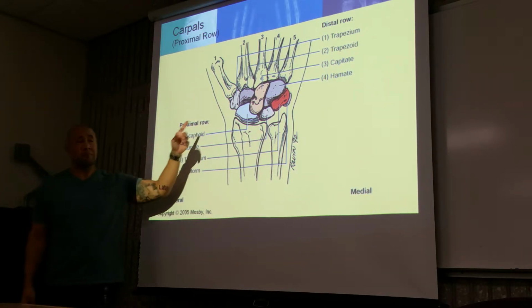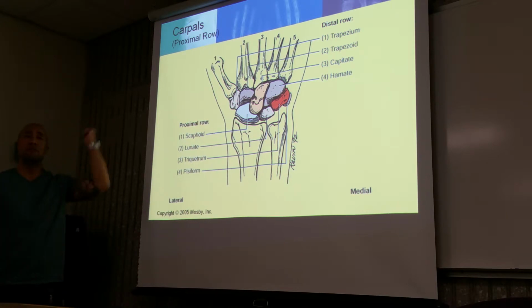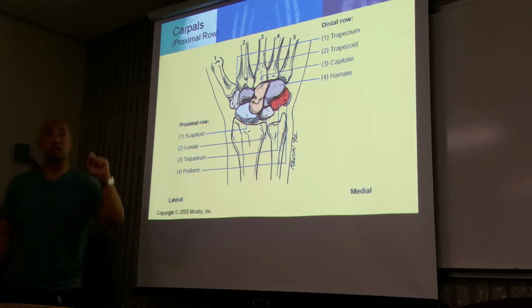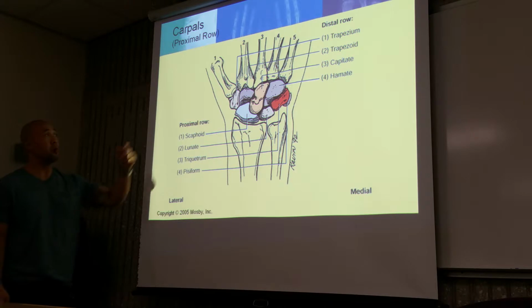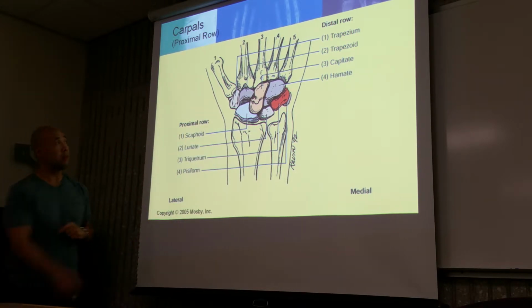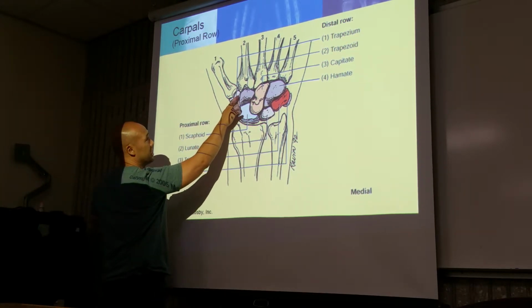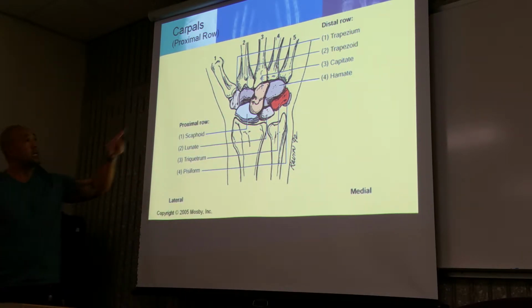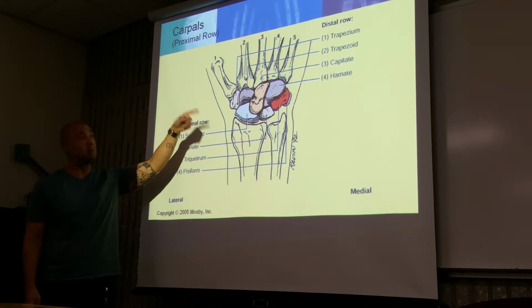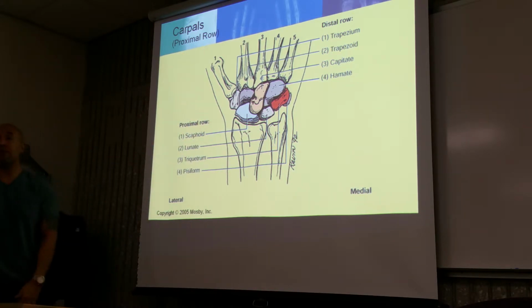All right. The more distal row, again, starting with the thumb side, is the trapezium. The trapezium articulates with the first metacarpal, okay? Here's the articulation. Next one here is the trapezoid. So you have the trapezium with the thumb, trapezoid with the second metacarpal, then you have the capitate with the third metacarpal, and then the hamate articulates with two metacarpals, the fourth and the fifth.